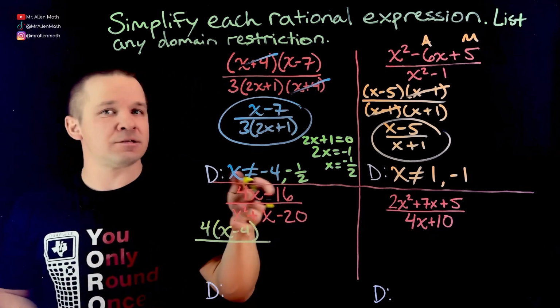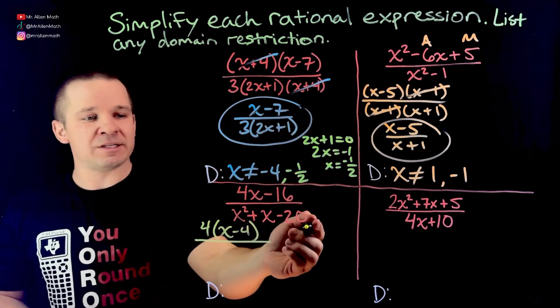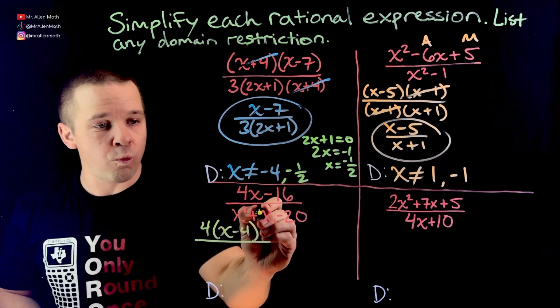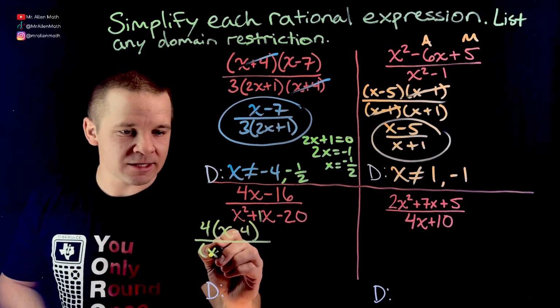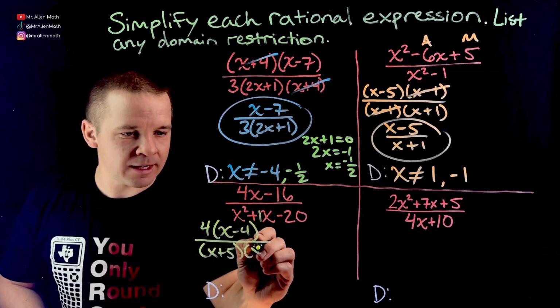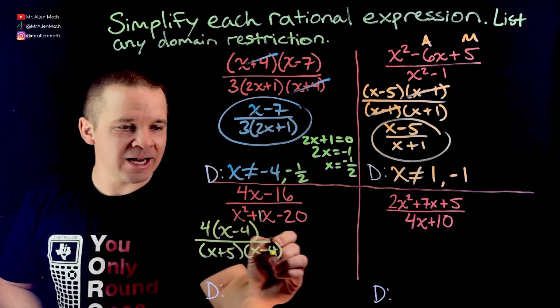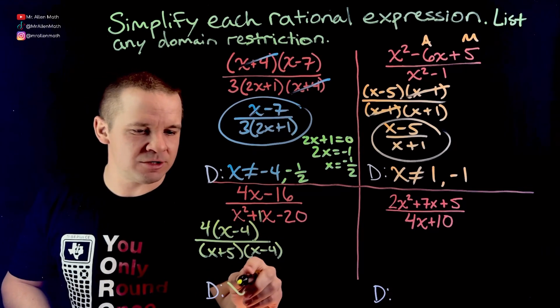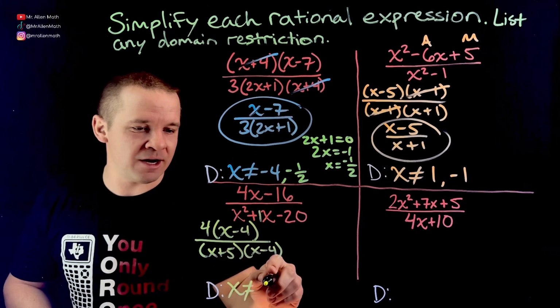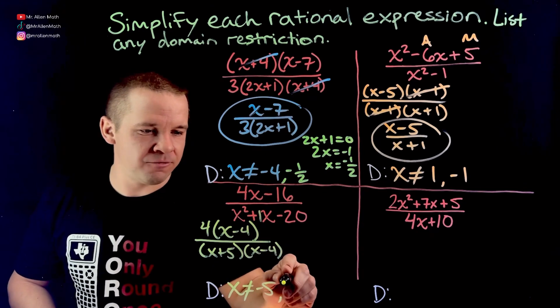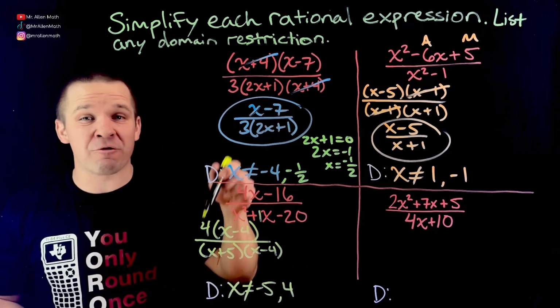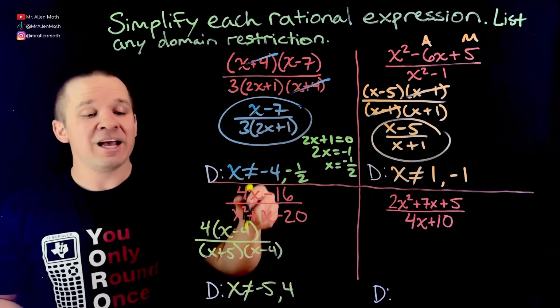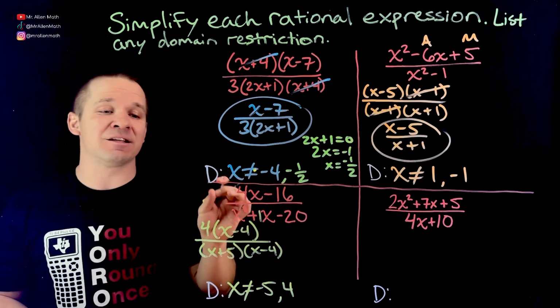Then down here, it's the same method there. What multiplies to negative 20 adds to 1 in this case, which is going to be x plus 5, x minus 4. I can get my domain restrictions right now. Let's just go ahead and do that. X cannot equal negative 5. Positive 4 is going to make that factor 0, right? It's whatever makes my denominator 0 is a domain restriction because I'm not allowed to divide by 0.